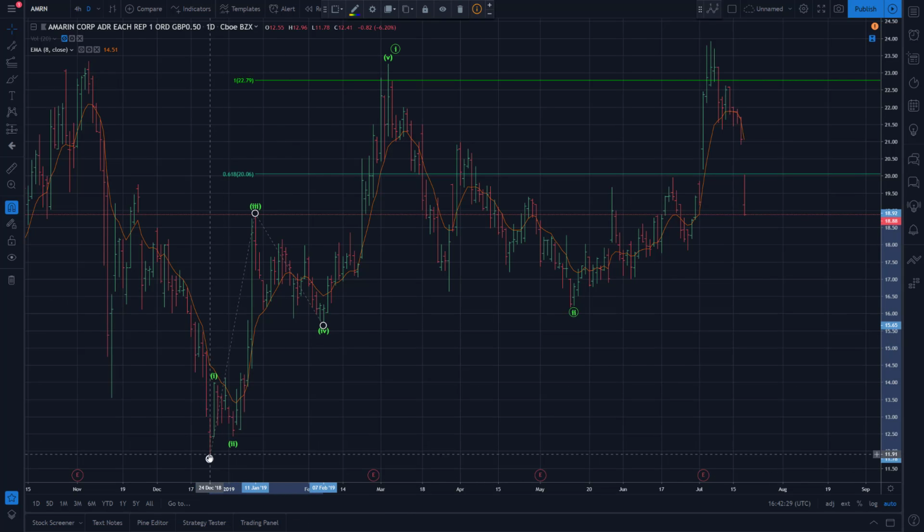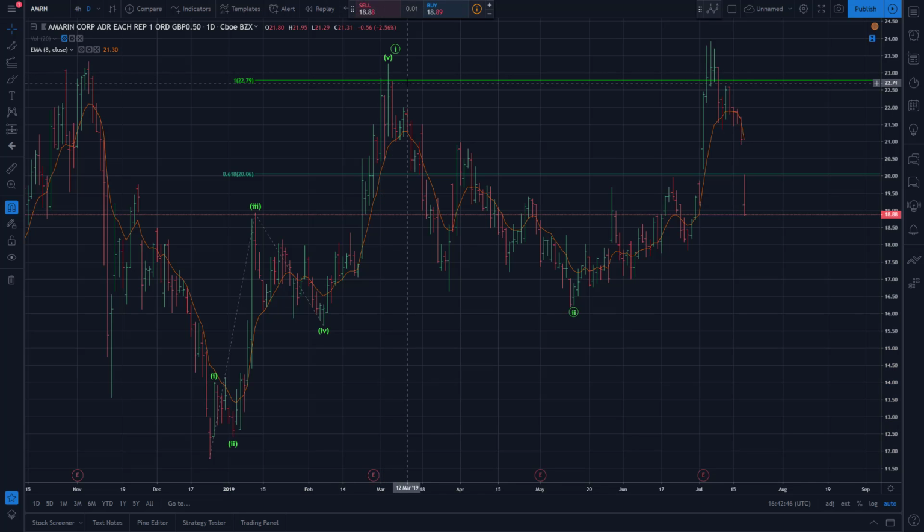So the distance, again, traveled from the origin of wave 1 to the extreme of wave 3, projected off the termination point of wave 4. That equal distance gave us 2279, and we actually peaked out at 2325 on wave 5. So that's a pretty nice target that was met and slightly exceeded.